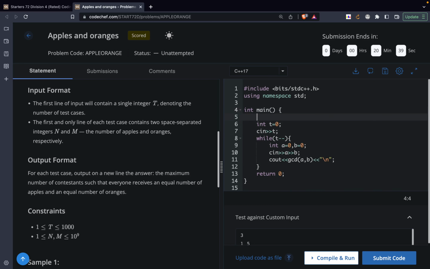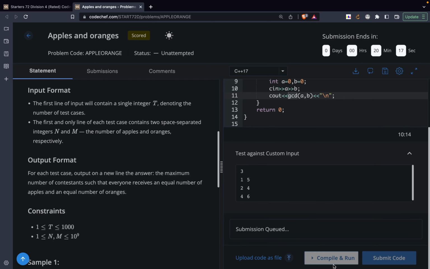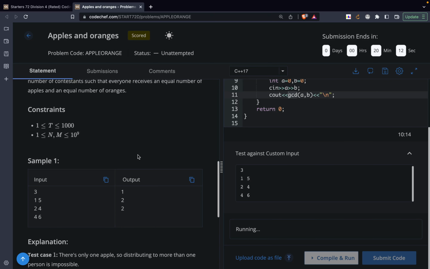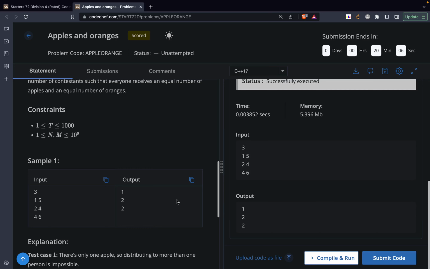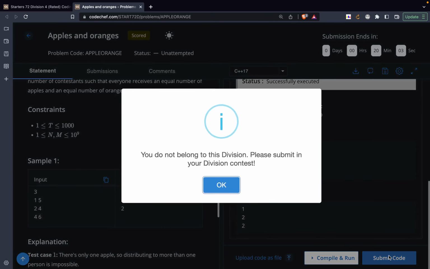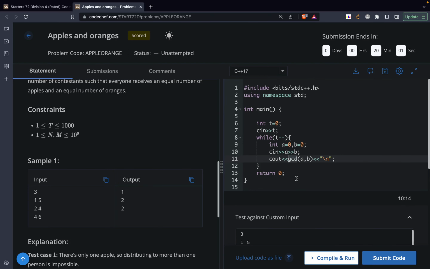So for the code, we'll simply take the number of test cases as the input first. We'll go through all of the test cases. We'll ask for the inputs a and b. GCD is something you can actually implement on your own, but it's already built into C++, in this particular library. So you don't need to code this on your own, and you can simply use the function gcd(a, b), and then try to run it. Let's see. Yeah, we have the correct answer. I can't submit it because I'm from a different division, but this code is definitely correct. You can try this out.